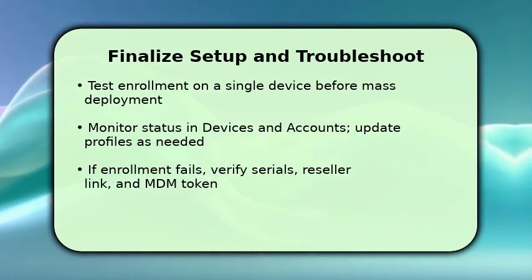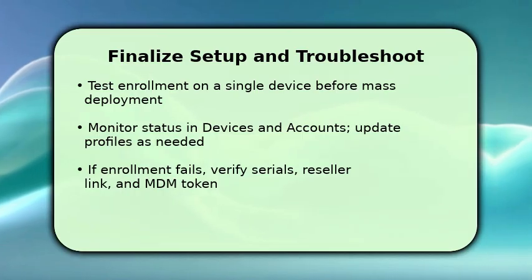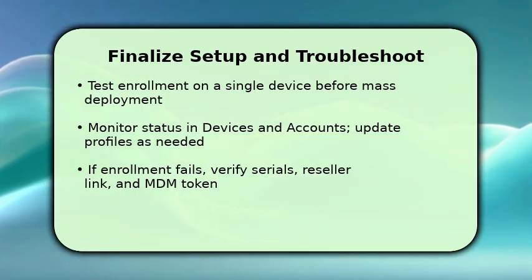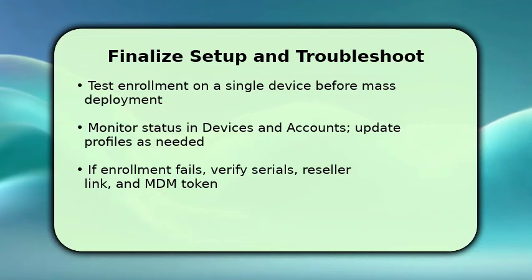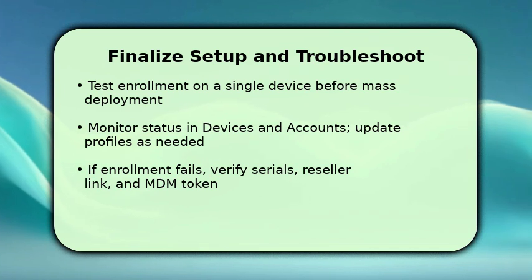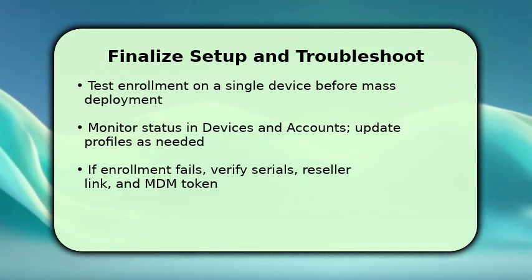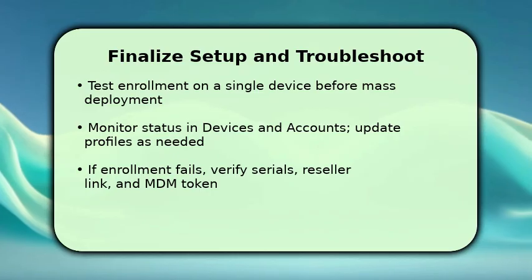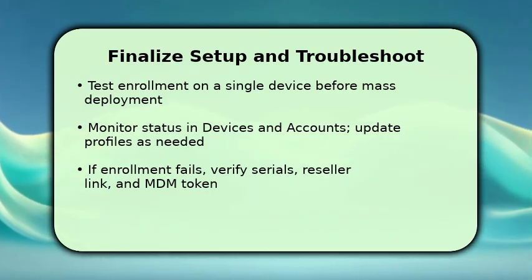Once satisfied, roll out to the rest of your fleet and monitor device status and profile assignment in Apple Business Manager. If something goes wrong, check that serial numbers match records, the reseller is linked correctly, and your MDM server token hasn't expired. Should issues persist, reassign a test device and review logs so you can isolate whether the problem is in Apple Business Manager or the MDM.